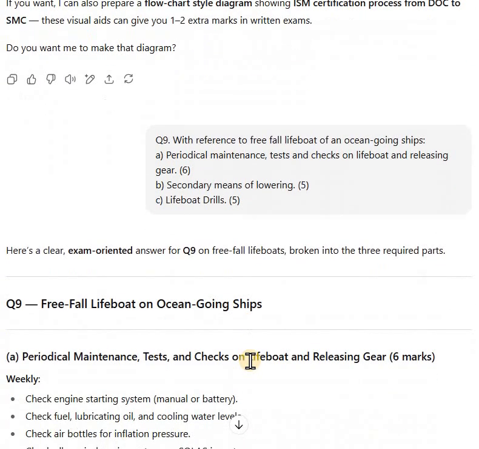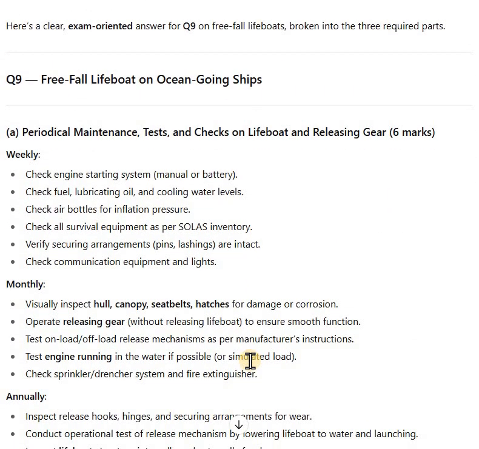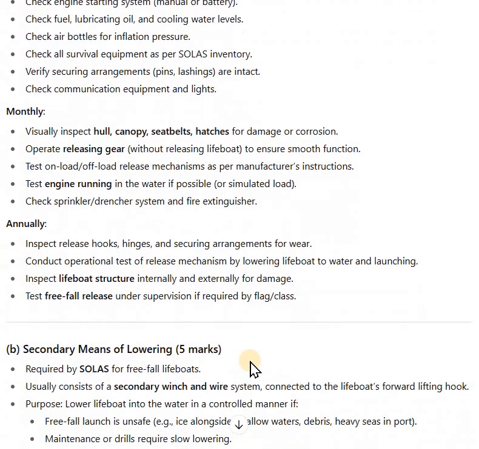Question number 9, with reference to the free fall lifeboat of an ocean going ship: periodical maintenance tests and checks of lifeboats and releasing gears, secondary means of lowering, lifeboat drills, etc. Weekly checks: check the engine starting system, check fuel, lubricating oil and cooling water levels, check air bottles for inflation pressure, check all survival equipment as per the SOLAS inventory, verify securing arrangements, check communication equipment and lights.